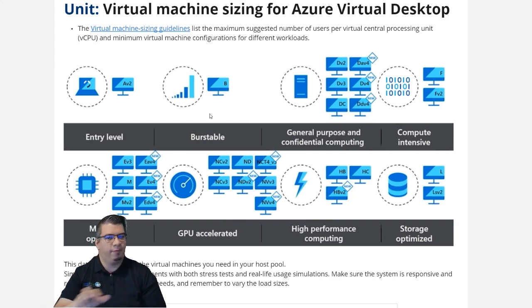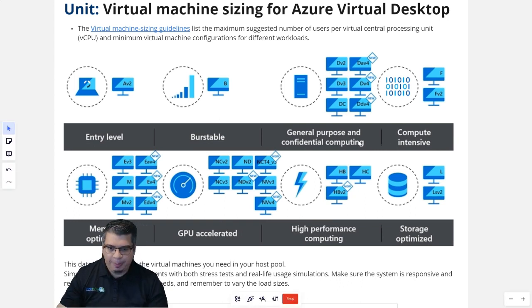I would generally avoid using the burstable series for Azure Virtual Desktops. For the most part, you're going to want to utilize other sizes that give you that compute power at all times. There's general purpose and confidential computing that uses the D series. That's what they recommend for that. Compute intensive, the F series, memory optimized, E series. In compute intensive, you'll see a higher CPU ratio: higher CPU count, lower RAM count. Memory optimized is higher RAM count, lower CPU count.